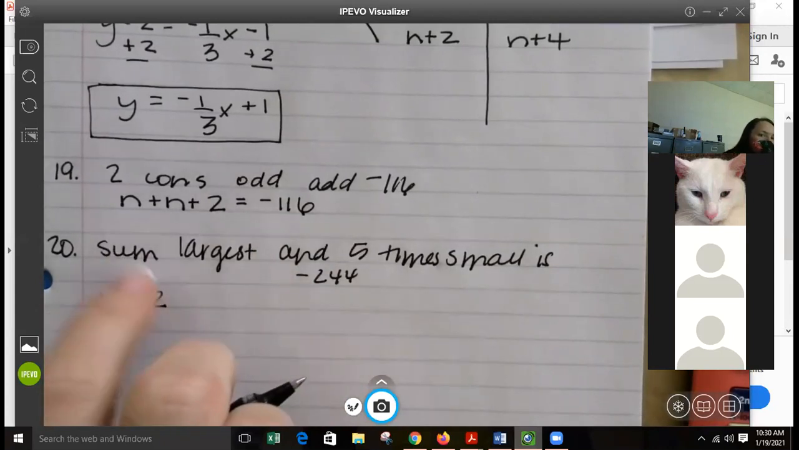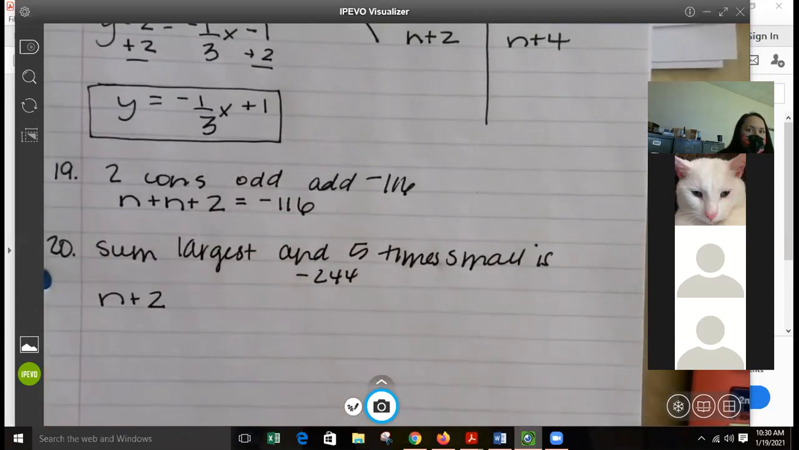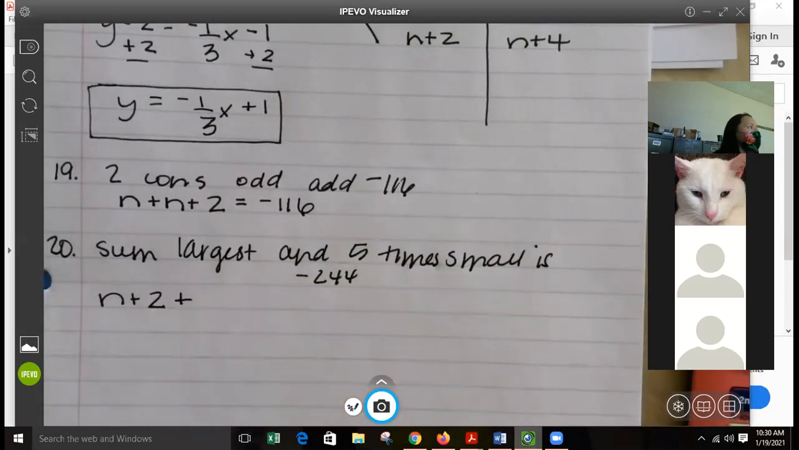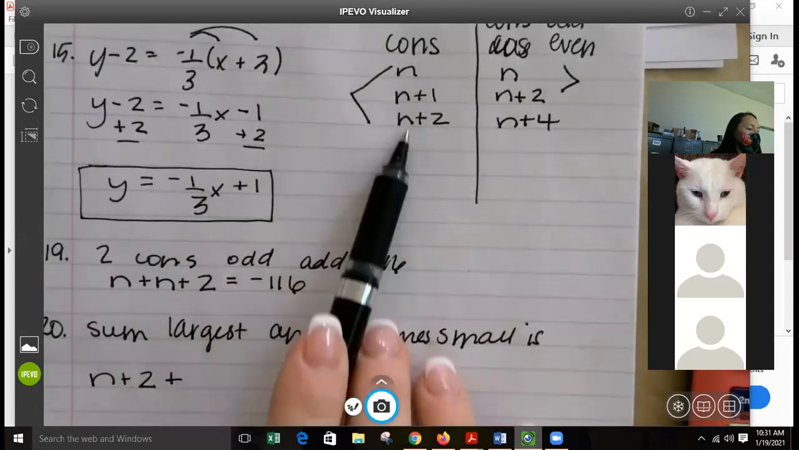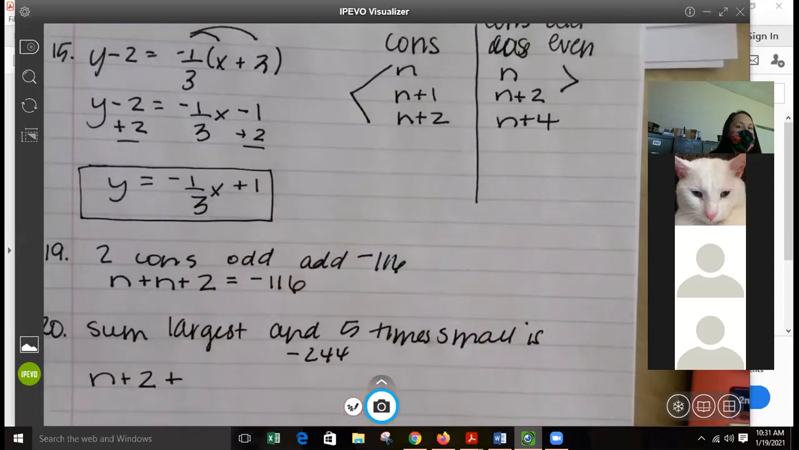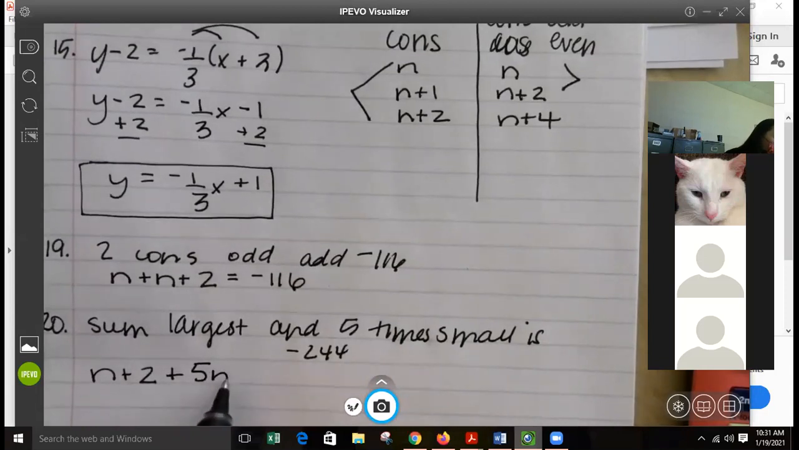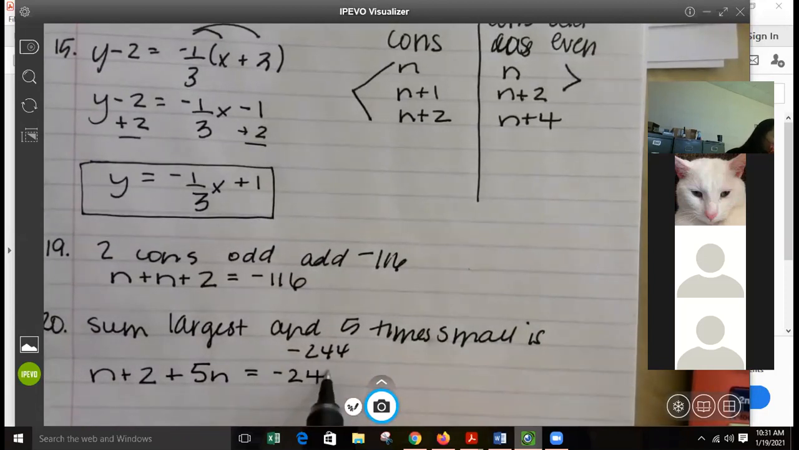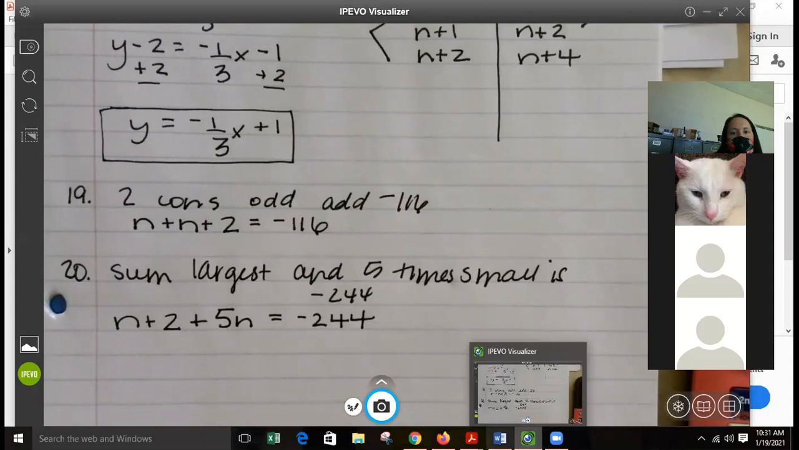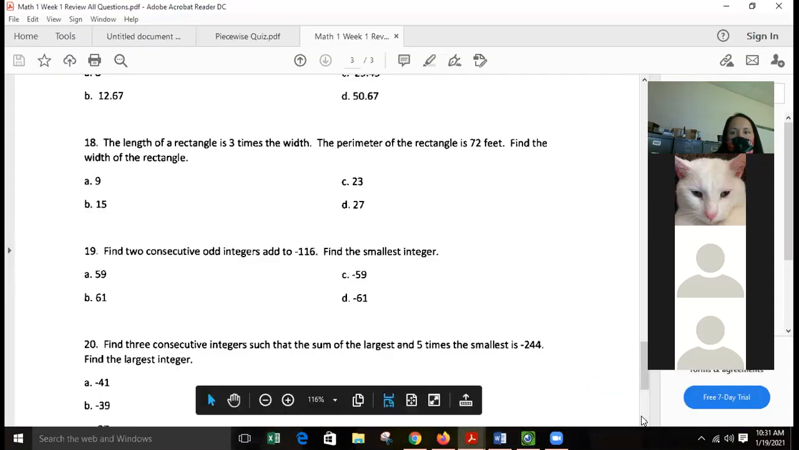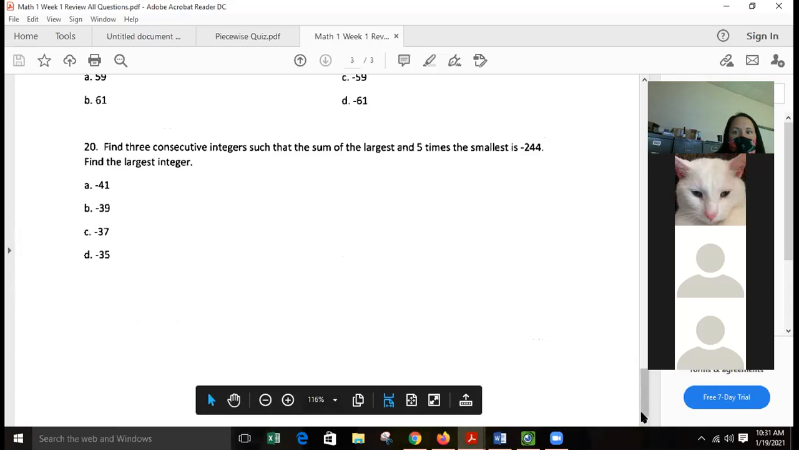What does sum mean? Total. So we're going to add them, total them up. 5 times the smallest. Out of these 3, which one is the smallest? N. So 5 times n is negative 244. Okay, so there it is set up. Add your n's together and then solve for n. Look at your next one. Any more consecutive integers? Nope, that was the last one.